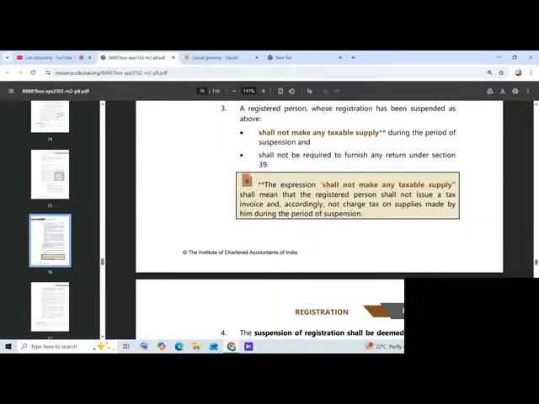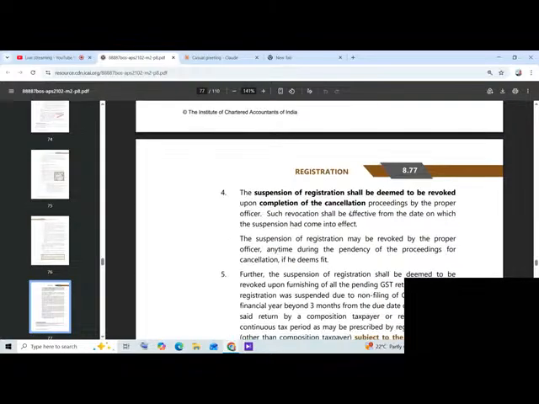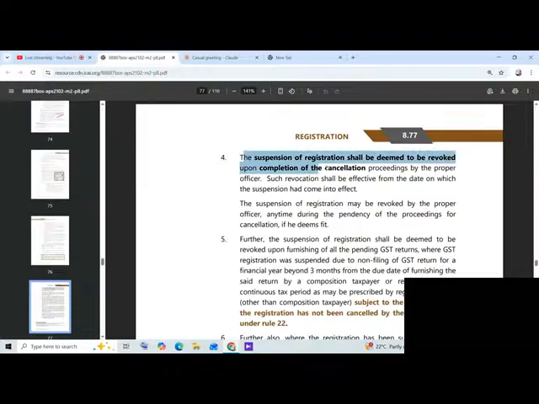Shall not make any tax payment shall mean that he shall not issue a tax invoice or charge tax on supplies made by him during the period of suspension. Suspension of registration shall be deemed to be revoked upon completion of the cancellation proceedings by the proper officer. Such revocation shall be effective from the date on which the suspension had come into effect. The suspension of registration may be revoked by the proper officer anytime during the pendency of the proceedings for cancellation if it deems fit.